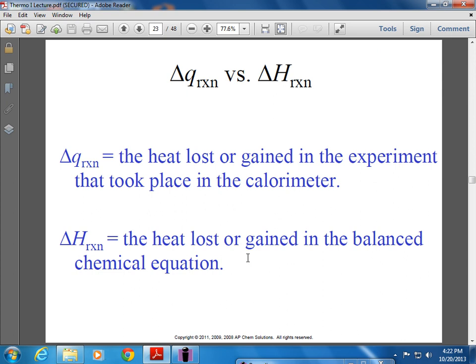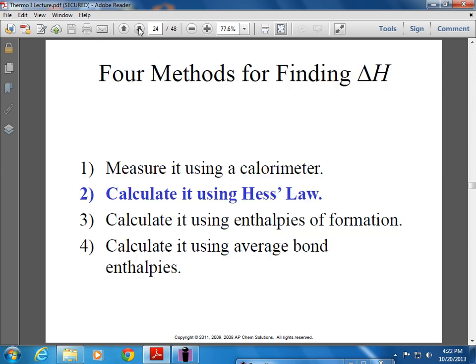Q of the reaction is the heat lost or gained in the experiment that took place in the calorimeter. The delta H, or enthalpy of the reaction, is the heat lost or gained in the balanced chemical equation. The q is dealing with the water within the coffee cup. This is dealing with the stoichiometry. Same number, but opposite in sign of the q of the reaction.